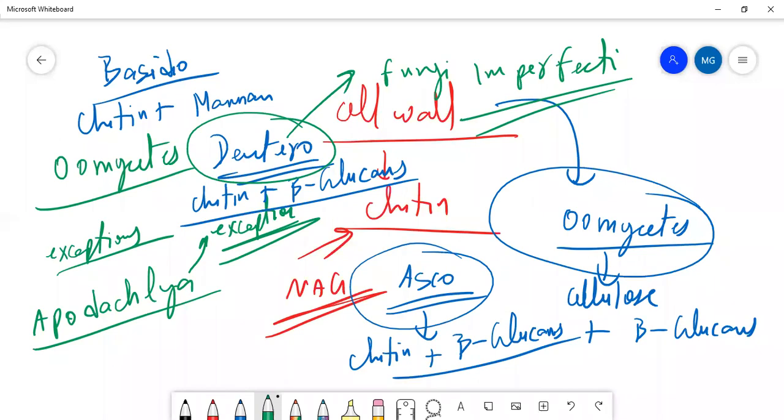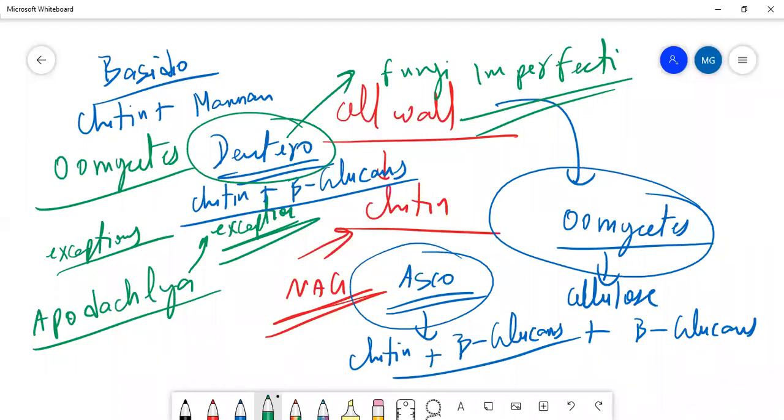So you have to remember that all those fungi whose sexual stages have not been discovered. What am I saying? Those fungi in whom sexual reproduction has not been discovered, they are all kept under fungi imperfecti, that is deuteromycetes, where sexual reproduction has not been discovered. Okay? So this should be very, very clear.